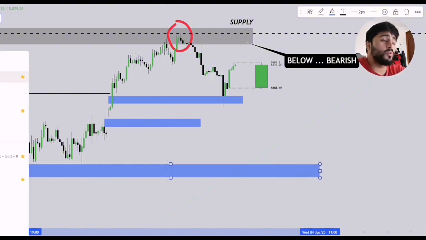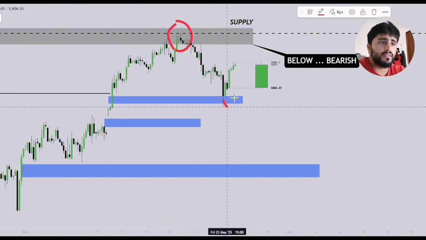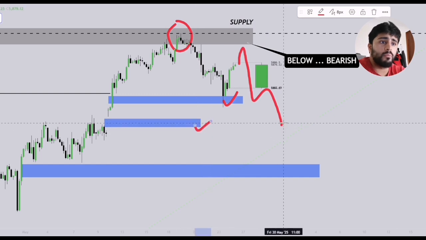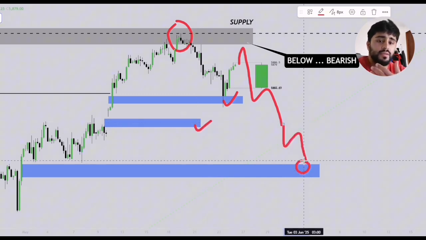So what's going on here is we want to use premium and discount and fair value gaps together to form a higher time frame bias. And so we have respected this fair value gap. However, if we can stay below this fair value gap, then we can definitely fill this fair value gap, potentially down to this fair value gap. So this is my next kind of target on the S&P 500.